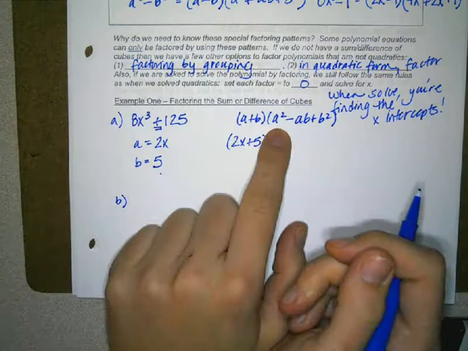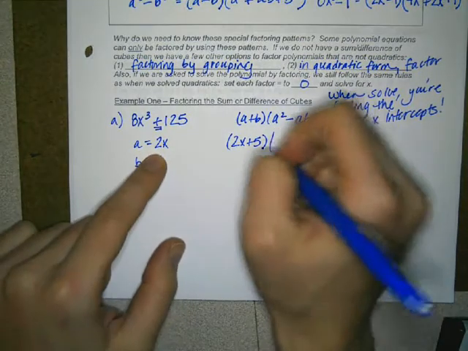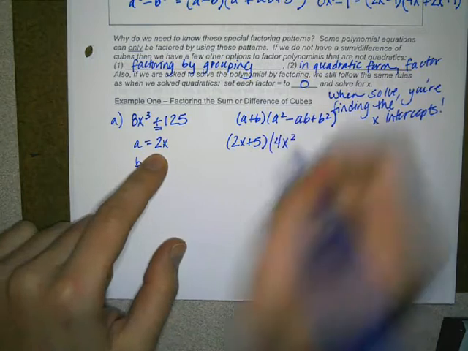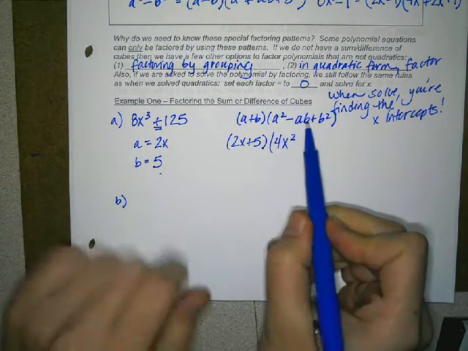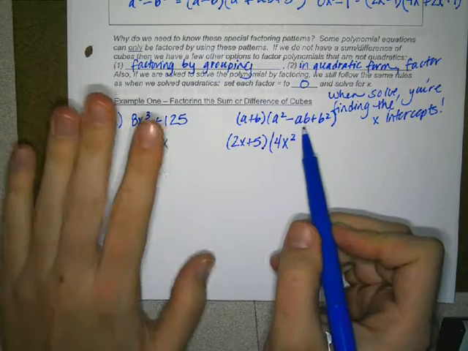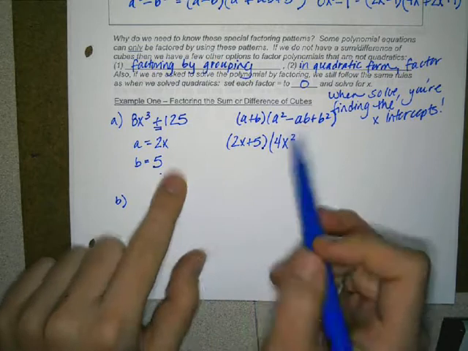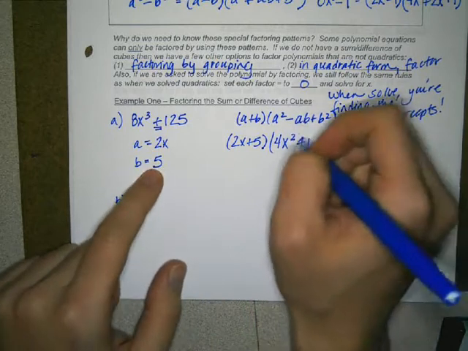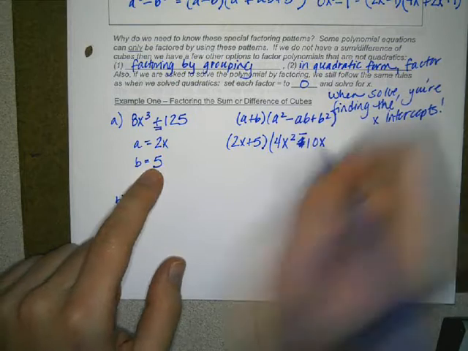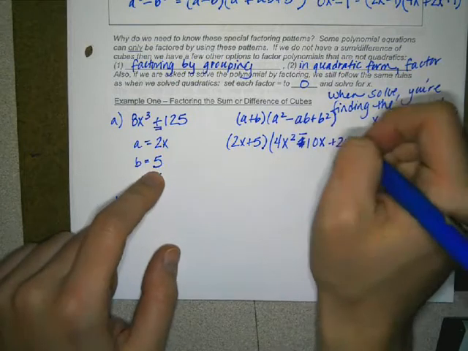A squared, well, that's squaring that first value. So you get 4x squared, because you have to square the 2 and square the x. A times B, remember I said don't worry about negatives and positives here, the signs take care of themselves in the pattern. So A times B should be minus 10x, and then B squared would be 5 squared, so 25.